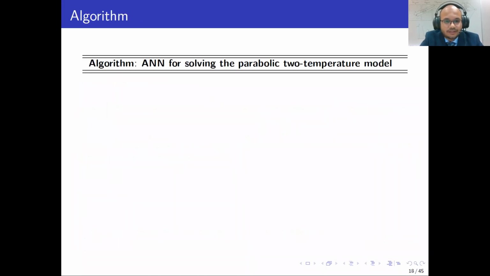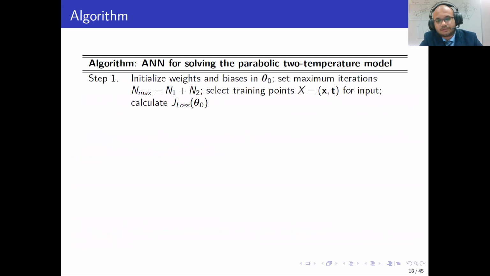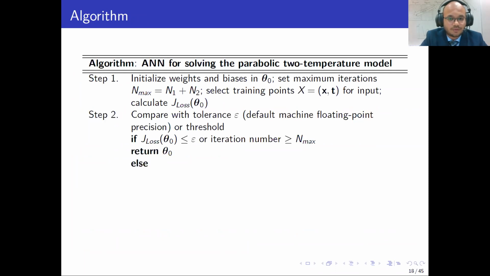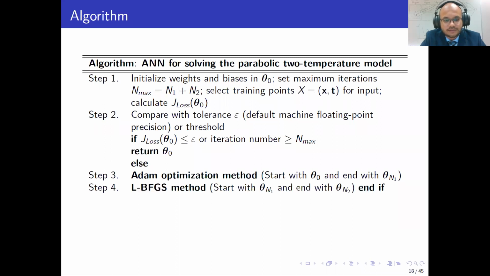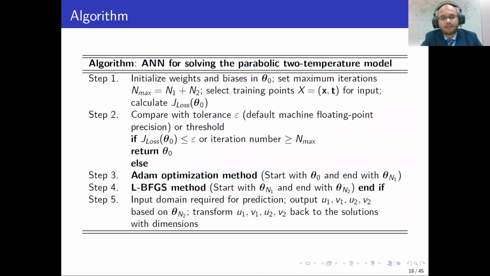The basic algorithm is: we set the random parameters, then we set the maximum iterations for both methods, Adam and LBFGS, with n1 and n2. Then we randomly select the training points, and if the loss is small in the first calculation itself, then there is no need for optimization. But if it's not, then we go with the Adam optimization, and then we pass it to the LBFGS. Once we get back the results, we transform it back to our dimensional variables and compare the solutions.